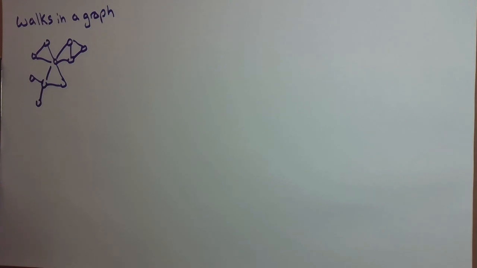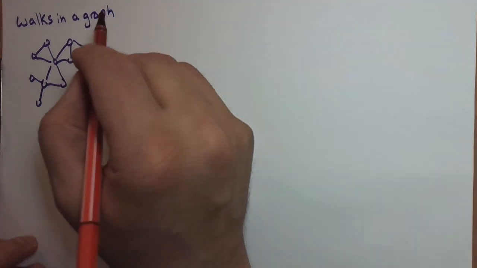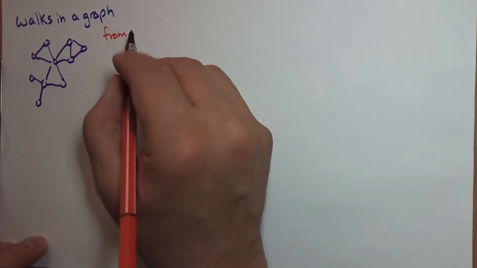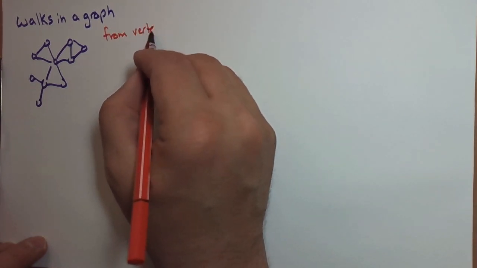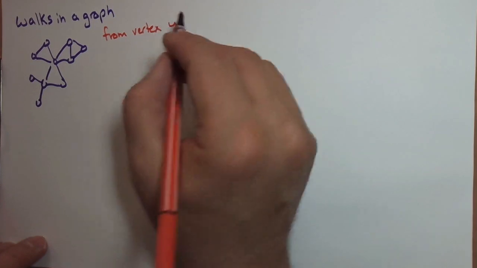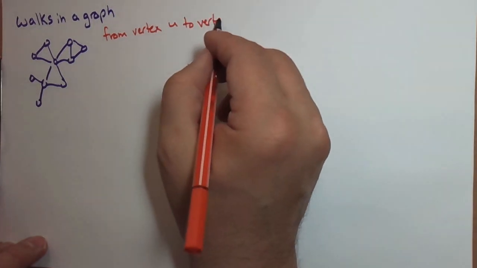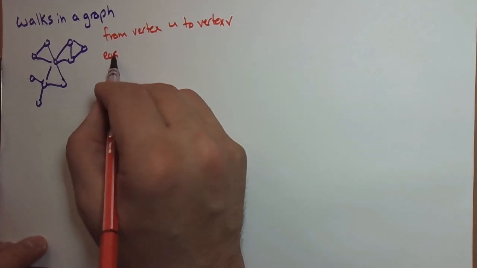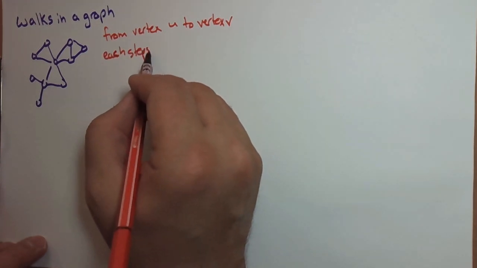Okay, so walks in a graph. I'm going to try to avoid too much writing things down, but I just want to make sure we understand what things are. So walks in a graph, we go from vertex U to vertex V, and each step moves along an edge.